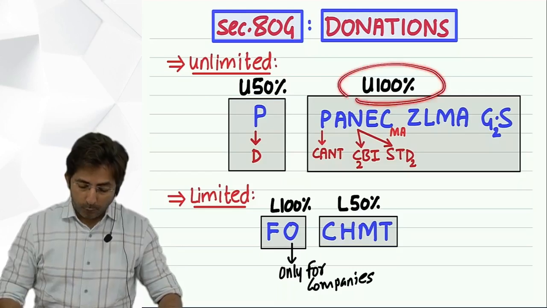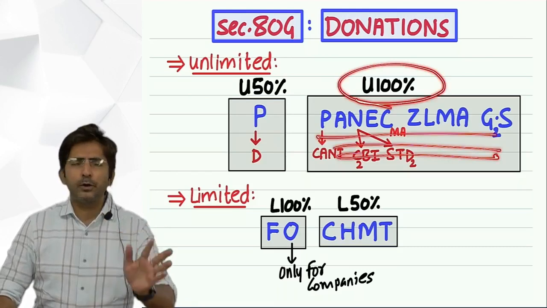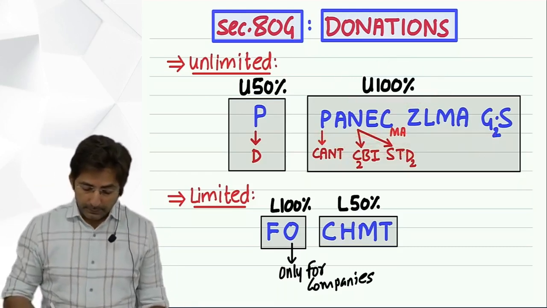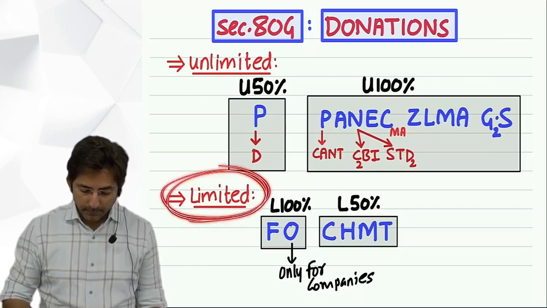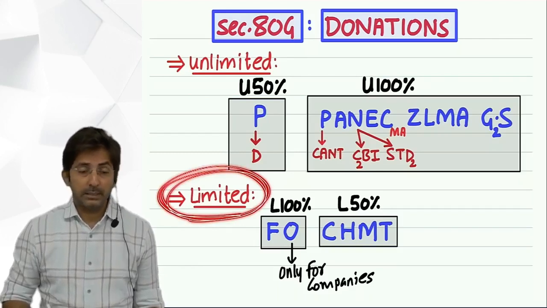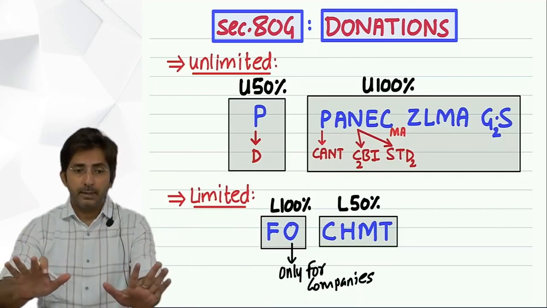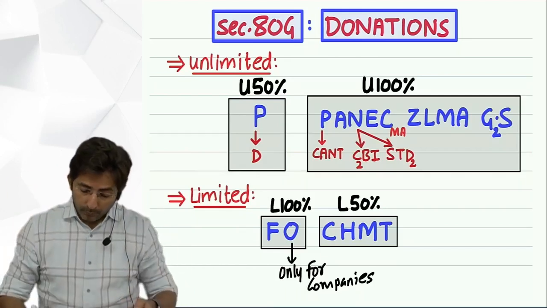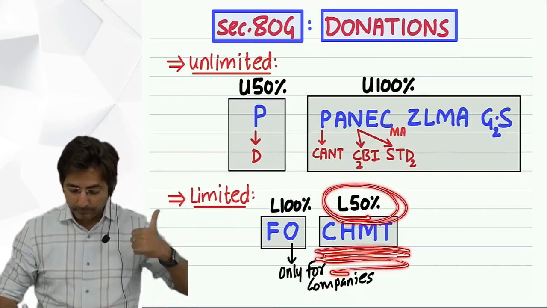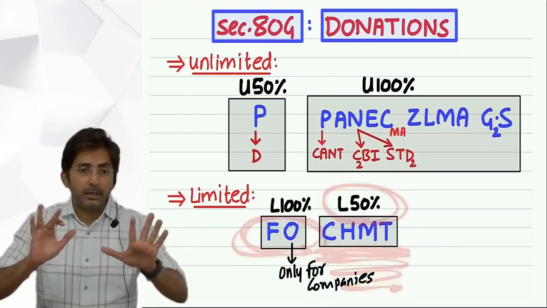But for all these donations, firstly there is no limit, and whatever you donate, 100% of that will be allowed as deduction. But after this there is another list. Here you can donate up to a limit only. What is that limit? I will tell you. There is a limit up to which you can donate. And that too, 50% of the limited amount you will get if you donate here. And if you donate here, 100% of the limited amount.